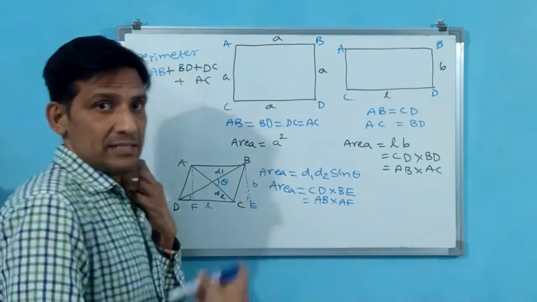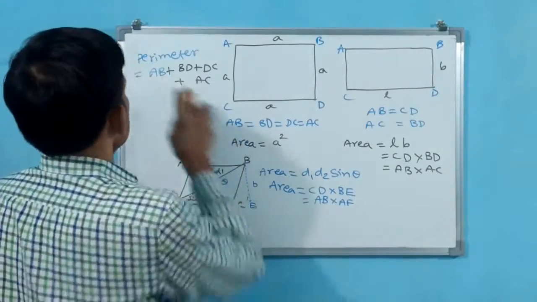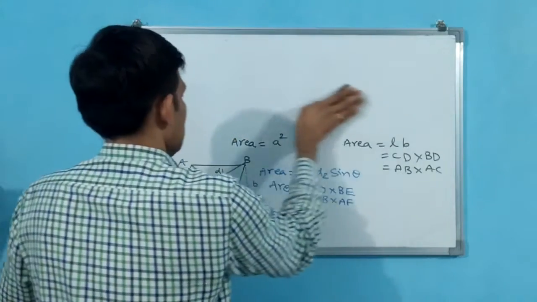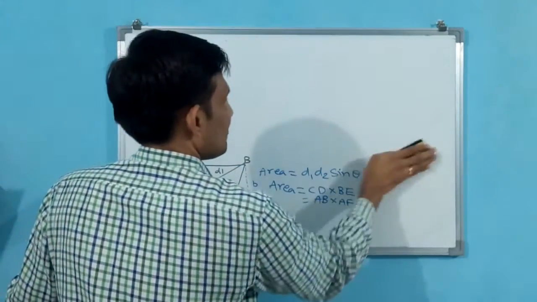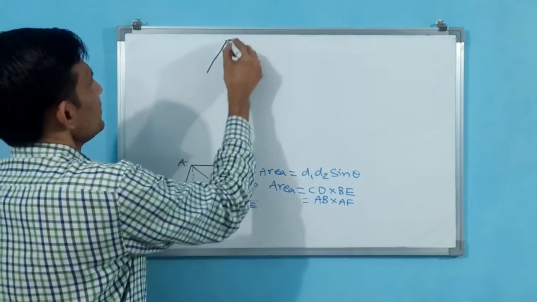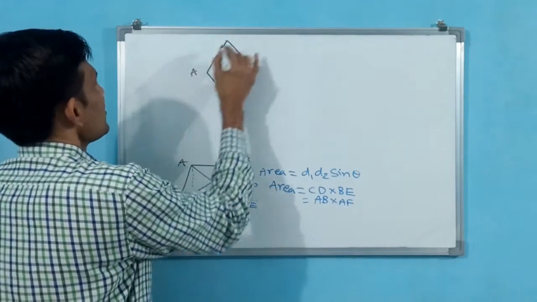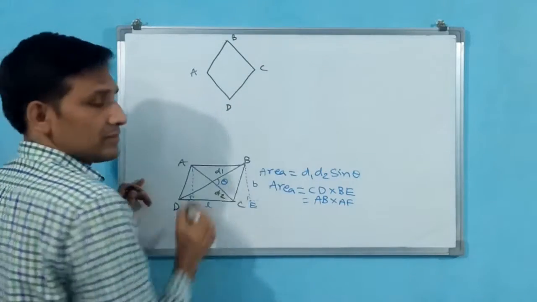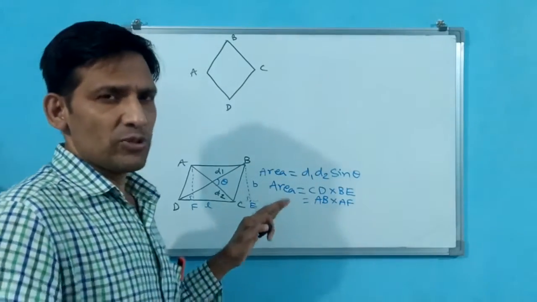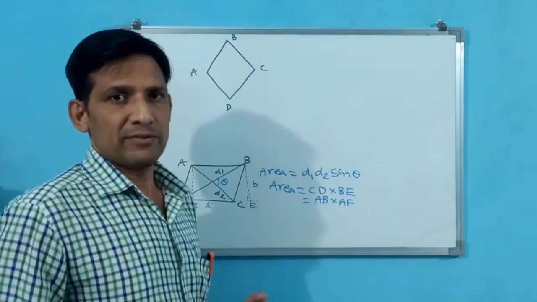Then the next figure is the rhombus. I already told you, in a rhombus all sides are the same. Like a diamond shape, it will be A, B, C, D. AB is equal to BC is equal to CD is equal to AD. These are all properties I have told in geometry, which is why I am not repeating them.